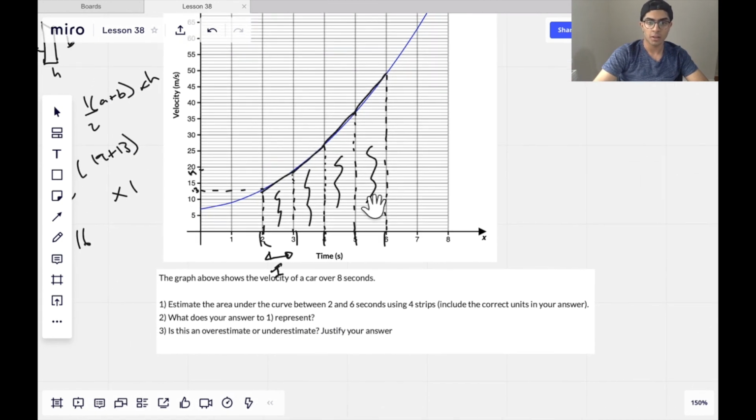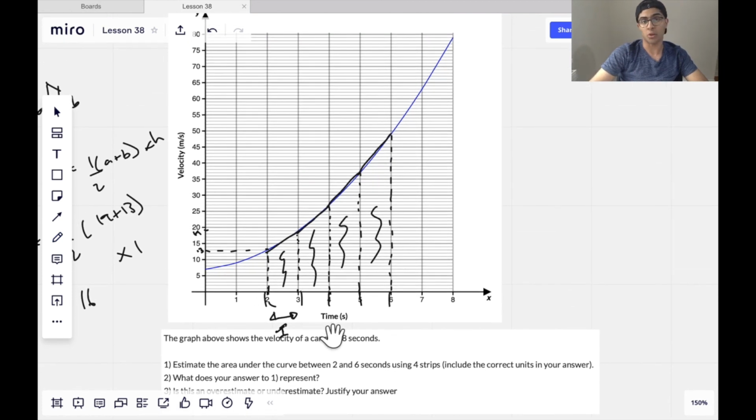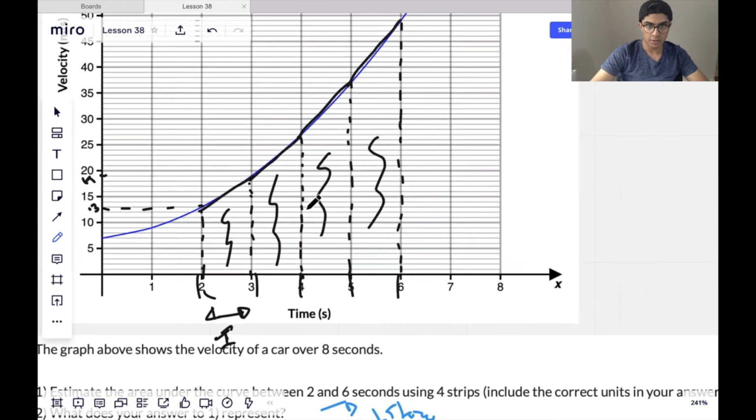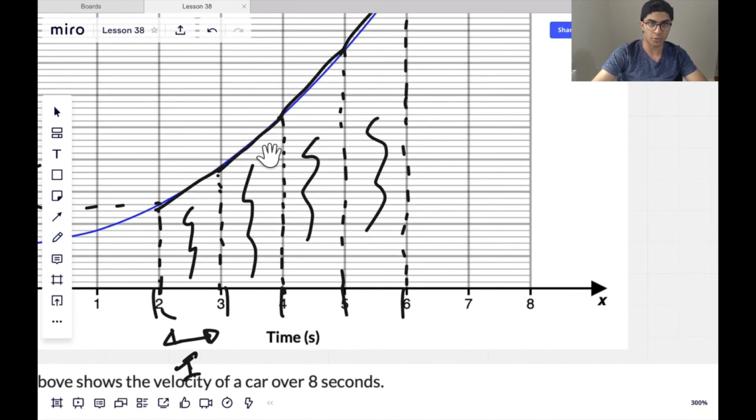And then what does the area under the curve represent? Answer to 1. Well, it's a velocity time graph. Remember that just represents distance. And now the question is, is this an overestimate or an underestimate? Justify your answer. Okay, so this would be a bit helpful if I had drawn this a bit better, so I actually will.